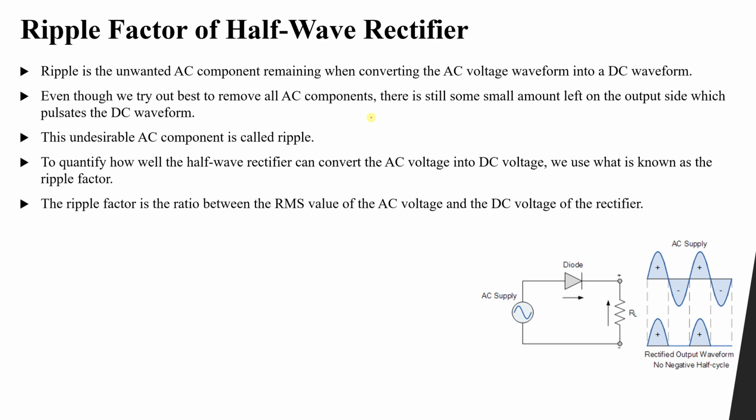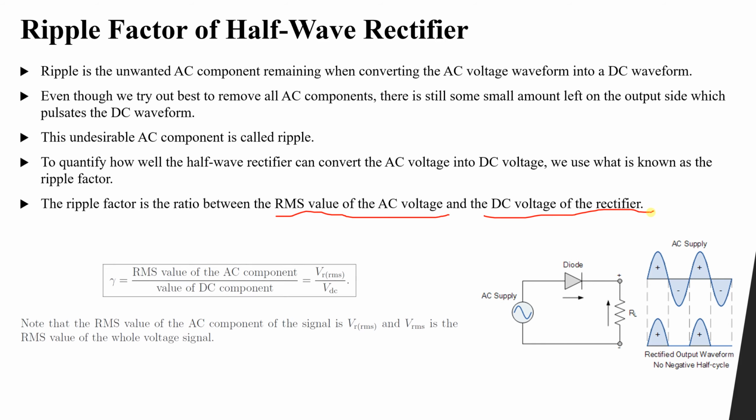The ripple factor is very simple. It is a ratio between the RMS value of the AC component and the DC value of the rectifier output. So here gamma will be the RMS value of the AC component divided by the value of DC. Now, the DC component here is the output DC component. What is the output DC component? It is simply V average. V_DC is simply V average, so the average of the output is considered as the DC part.